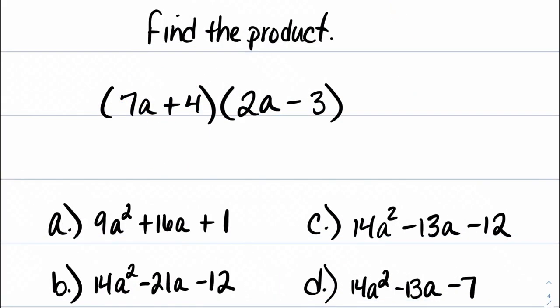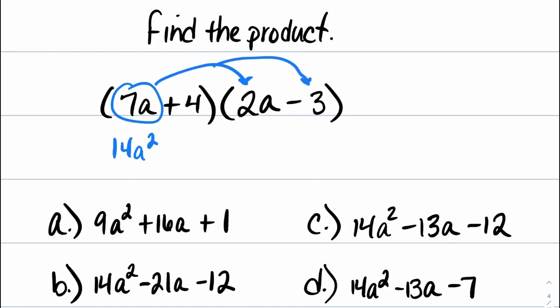This example asks us to find the product, which means to multiply. So again, I'm going to take my first term, which is 7a of my left polynomial. I'm going to distribute it to both terms in the right polynomial. 7a times 2a is 14a squared. 7a times negative 3 is negative 21a.